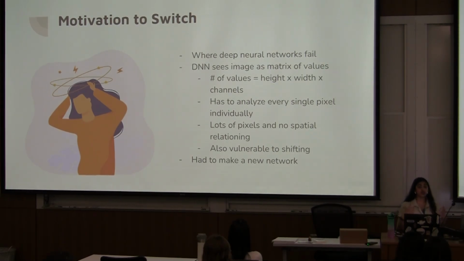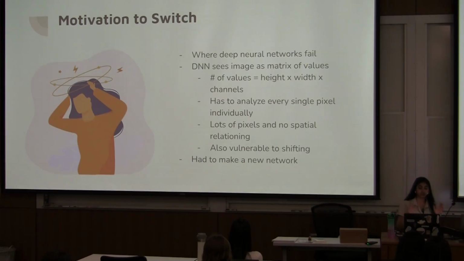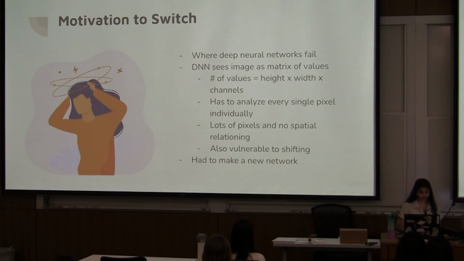It's also vulnerable to shifting. If we have a whole sequence of weights and we shift the image a few pixels to the right, all of a sudden all the features are in different places than they're supposed to be. The DNN is going to be looking for a feature in a specific place, which is how the architecture works, and it's not going to be able to find it. So it's going to classify something completely differently just because it's shifted a few pixels over. So we have to make a completely new network for this to work.